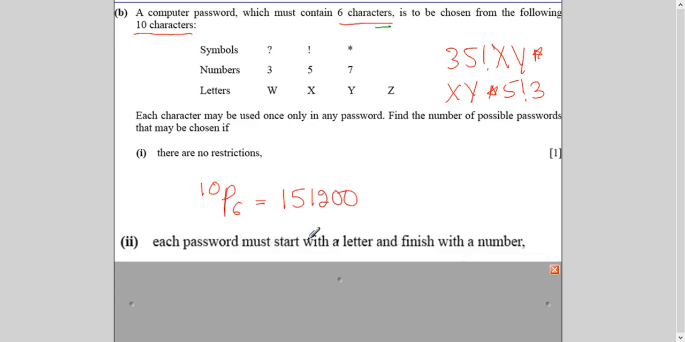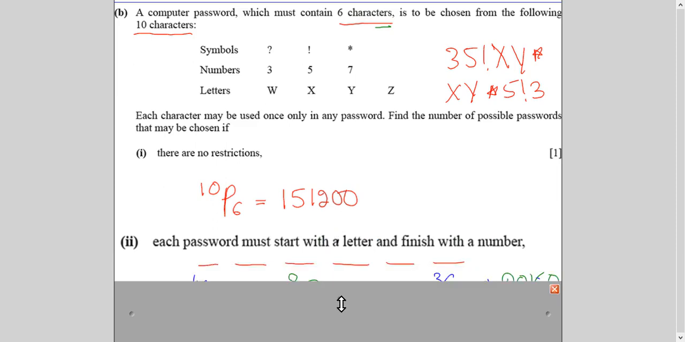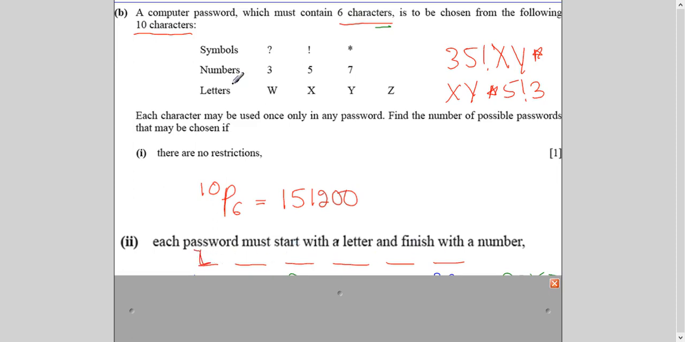Each password must start with a letter and finish with a number. Now a condition is given here. Whenever a condition is given to you, you always settle the condition first. So if you see here, 1, 2, 3, 4, 5, 6, here I should have a letter. It means out of these 4, anything can come here, right? And here I should have a number. There are 3 numbers. Out of 3 numbers, I can have any number here.